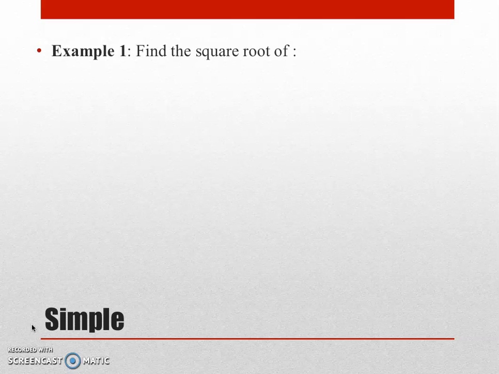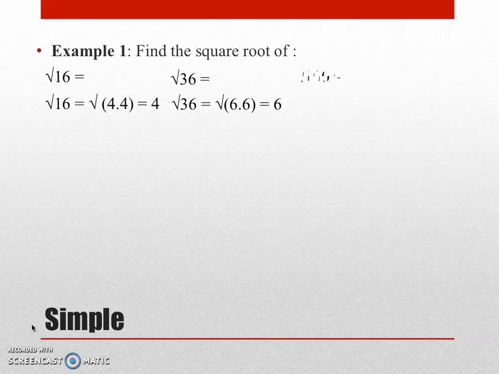Let's look at some examples. What is the square root of 16? What number multiplied by itself gives us 16? Well, that's 4. Square root of 36. That's the number that will multiply by itself to give us 36. And that number is 6. Again, in both these cases, the answer could be negative 4 or negative 6, and that would be correct.